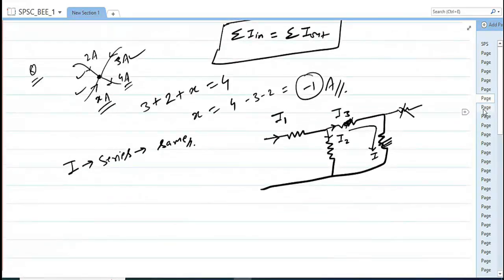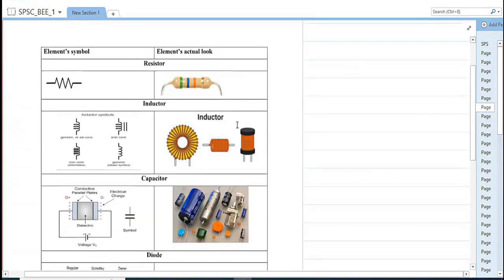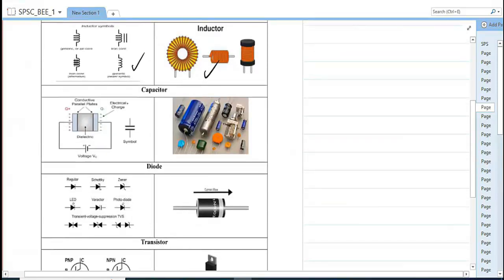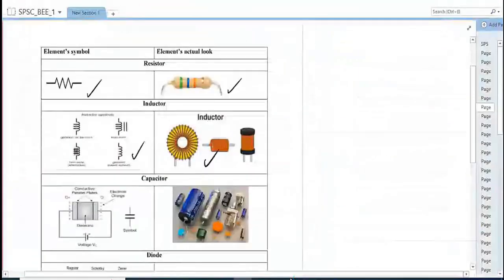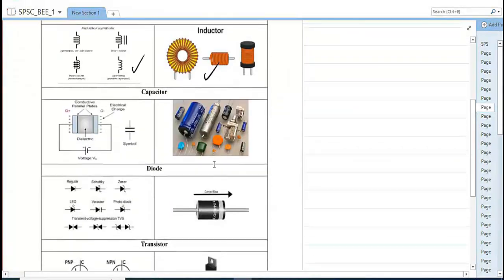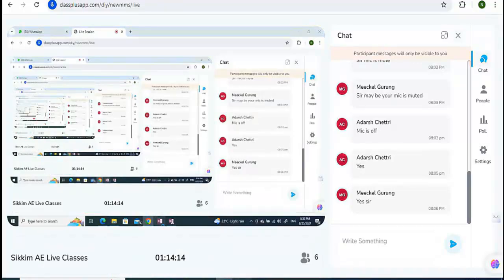So this is KCL and KVL, and again in this table, consider the symbols. This is the symbol of resistance, this is the actual look. These are the symbols of inductance, this is the actual look of inductance. Now this is the capacitor: spherical capacitor, cylindrical capacitor, parallel plate capacitors. Again diodes, these are non-linear devices. We will discuss them in detail.